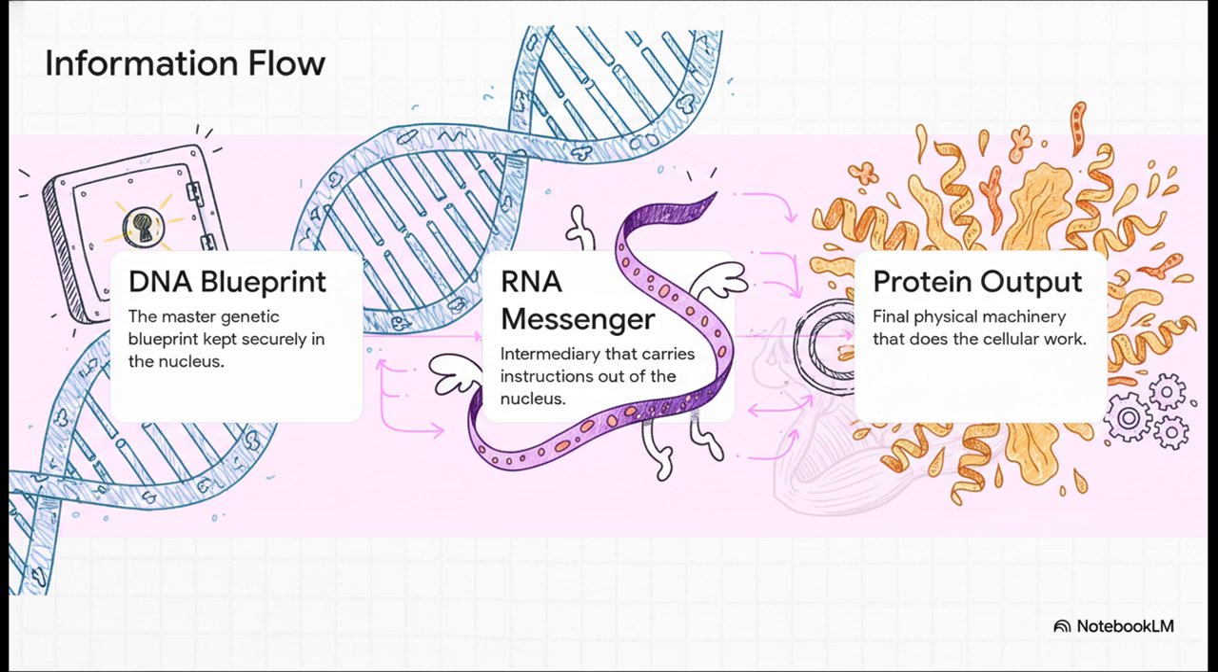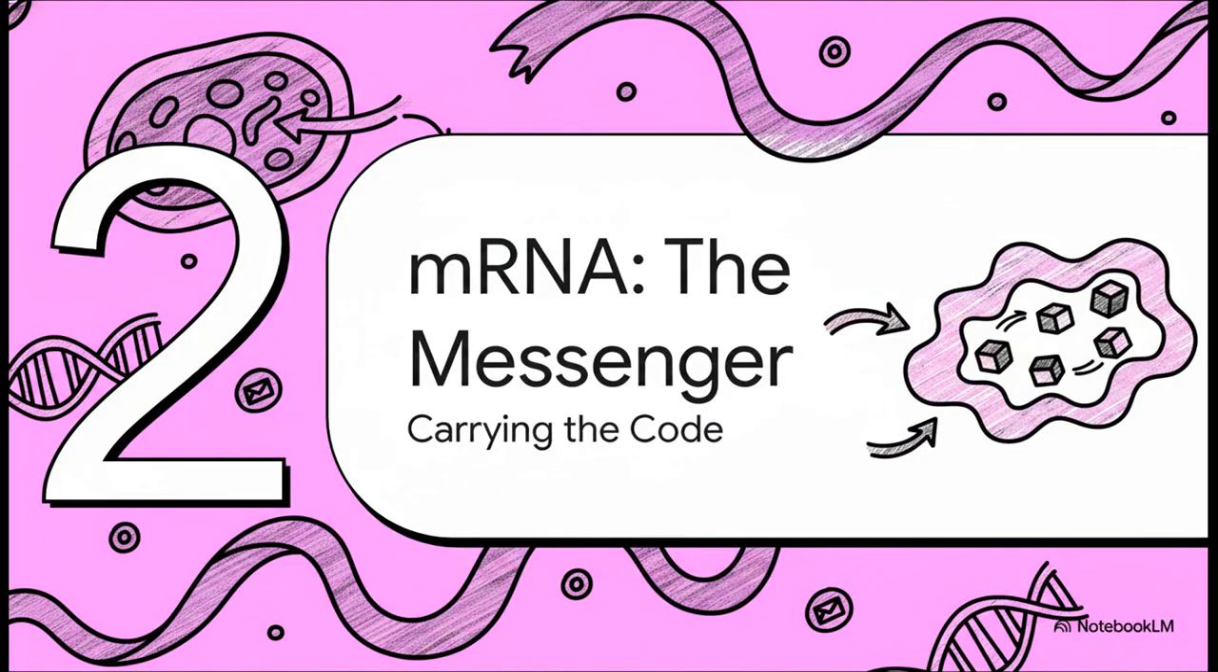Step 1, your DNA is the master blueprint. It's incredibly valuable, so it stays securely locked away in the executive office, the nucleus of the cell. Step 2, RNA acts as the intermediary messenger. It copies the instructions and does all the critical legwork of carrying that information out of the nucleus. And then step 3, the final output is generated. The cell produces proteins, which are literally the physical machinery making up your tissues, your enzymes, and all your metabolic pathways. Now that we have that overarching workflow mapped out, let's zoom in on the delivery system itself.